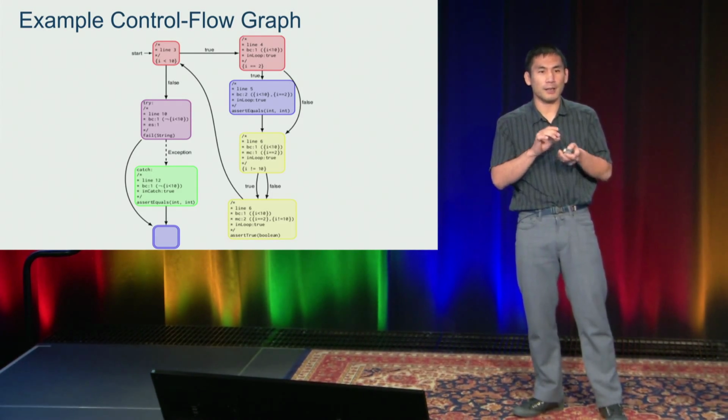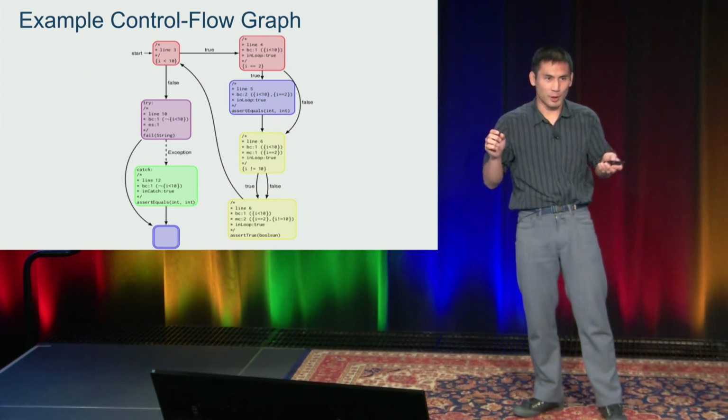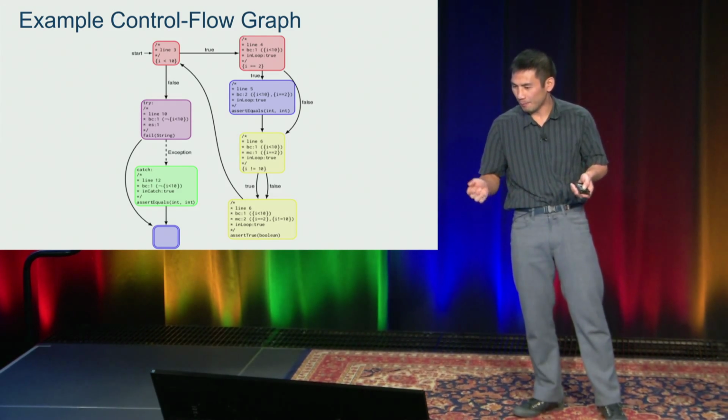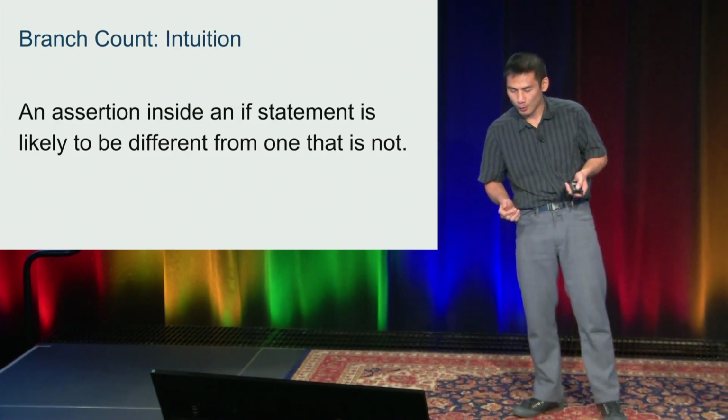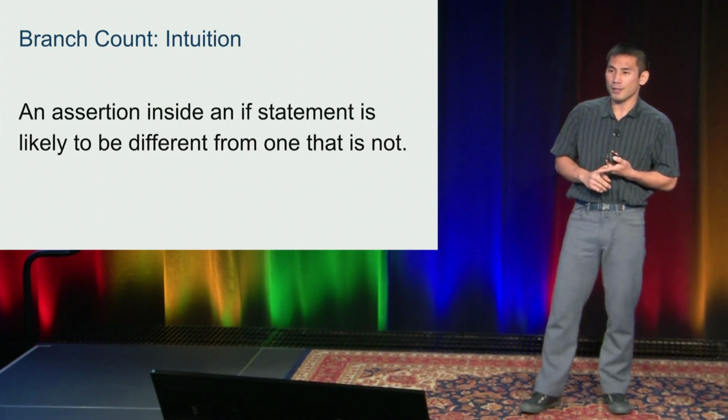You have the edges being the control flow of the method. And we can look at how these do. So what we have is these assertions, and we want to talk about how these assertions relate to the control flow of the method.